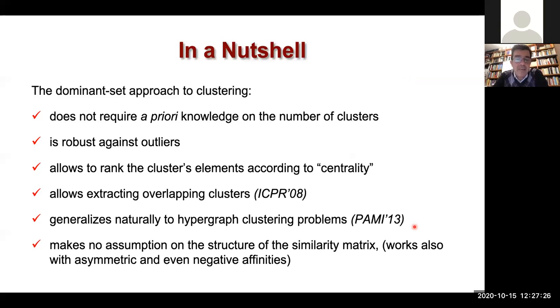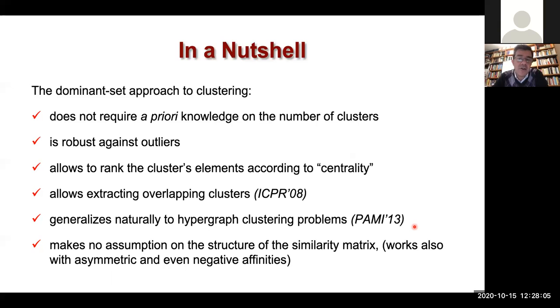And also, I already mentioned this property. We make no assumption on the structure of the similarity matrix. The similarity matrix could be symmetric, non-symmetric, could contain negative values, positive values, it doesn't matter. This is a major difference with respect, for example, again, to spectral clustering. Because in spectral clustering, since you are relying on the eigenvalues of the Laplacians, and you know that you get real eigenvalues when you have a symmetric matrix, the symmetric assumption is of fundamental importance in spectral clustering.